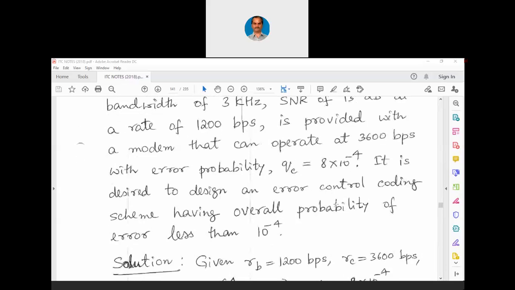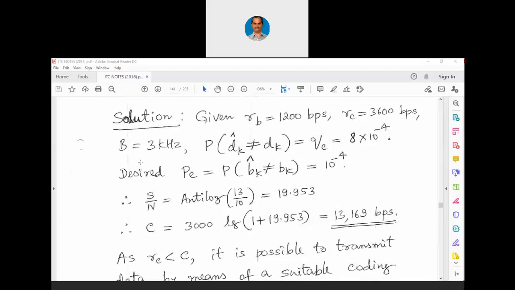This was the discussion yesterday, and I had discussed the solution also. RB given is 1.2 kbps, RC given is 3.6 kbps, B is 3 kilohertz, and probability of dk cap not equal to dk. Dk cap is the bit received at the destination. dk is the bit transmitted at the source. That is QC equals 8 into 10 power minus 4. Desired probability of error, that is P of bk cap not equal to bk, is 10 power minus 4.